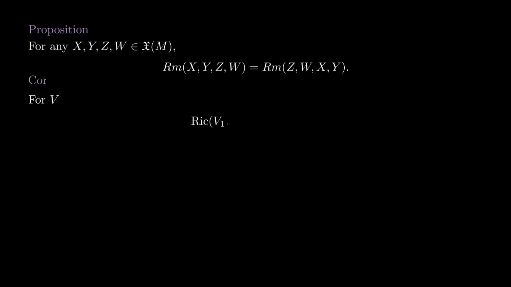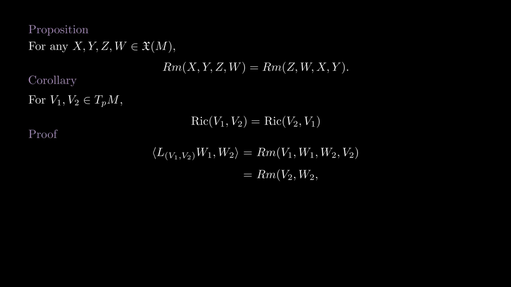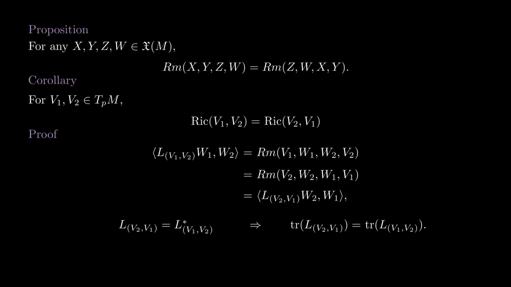Now we are ready to prove that the Ricci tensor is symmetric. We simply apply the definition of L_{v1v2} and the symmetry of the curvature tensor we just proved. This shows that swapping v1 and v2 takes L to its adjoint. Since the trace of a linear map is the same as the trace of its adjoint, we are done.